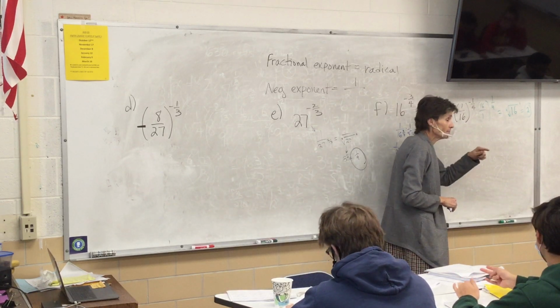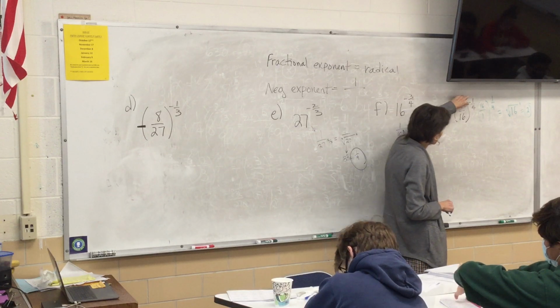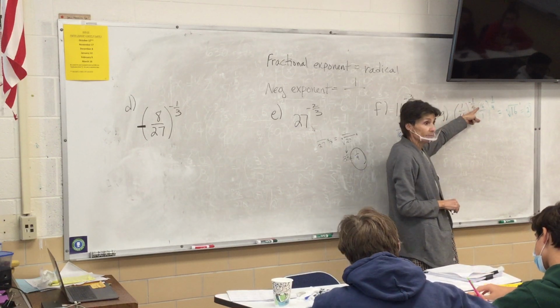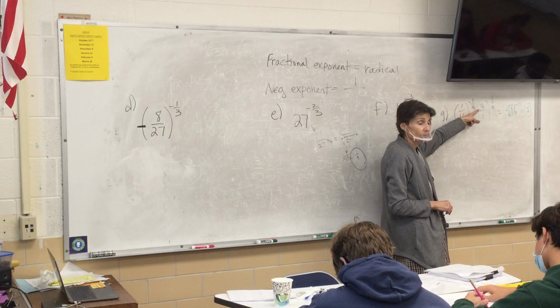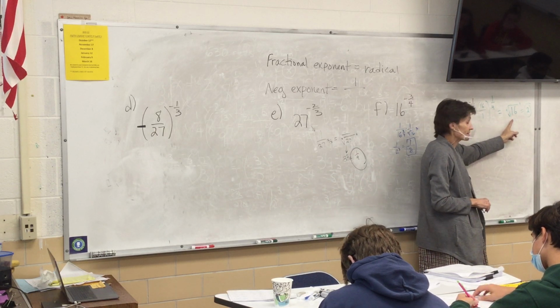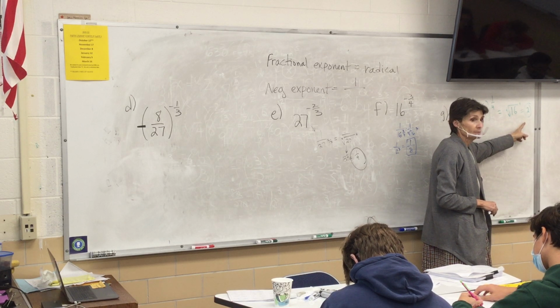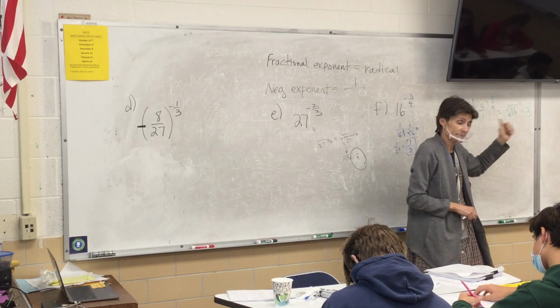Now this one is already a fraction. So the negative exponent flips it. And then it becomes a radical, 4th root of 16. And the 4th root of 16 is 2. Nicely done, you guys that came up and did that.